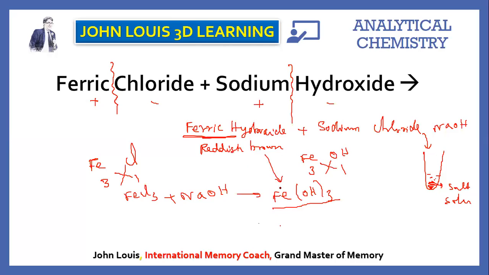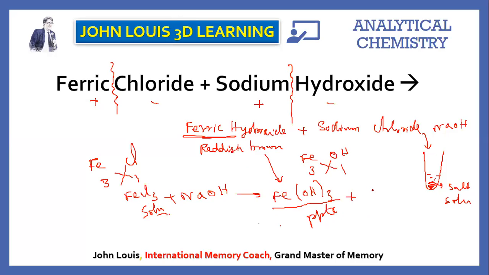Reddish brown. Yes, reddish brown. This is a precipitate, whereas here it is a solution. Ferric chloride is soluble in water. Only ferric hydroxide is insoluble in water. This will form as a thick solid precipitate, and that will be reddish brown in color.